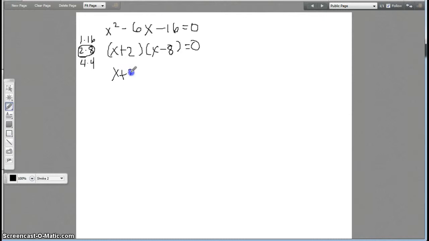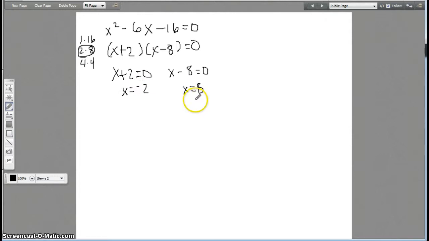So then we can say that x plus 2 equals 0 and x minus 8 equals 0, because the zero product property says that when you multiply two things together to get 0, then at least one of the things you're multiplying has to be 0. So if I solve this left equation for x, I get x equals negative 2. If I solve this right equation for x, we get x equals 8. So x equals negative 2 and x equals 8 are the solutions for this equation.